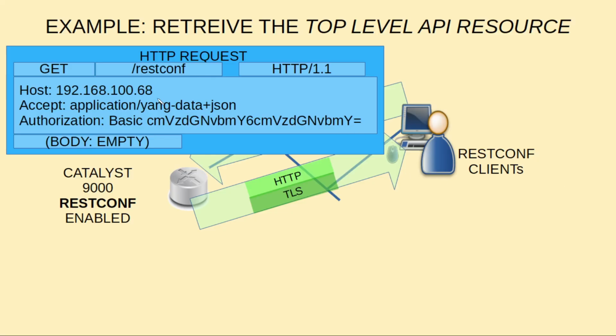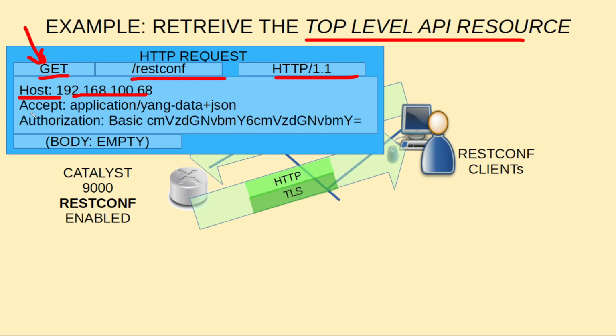When we are performing a read operation, we are going to use the GET method. Remember that methods are given in uppercase. When we are retrieving the top-level API resource, otherwise known as the root of RESTCONF, we are going to include just /restconf as the URI. We're going to use version 1.1. For version 1.1, we must always include the host header. We're going to set it to the IP address of the RESTCONF server.